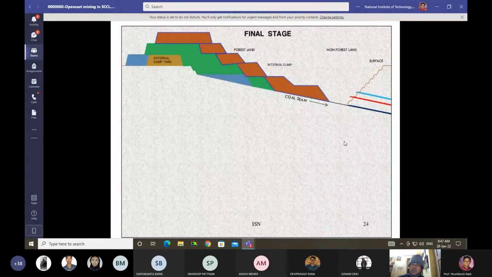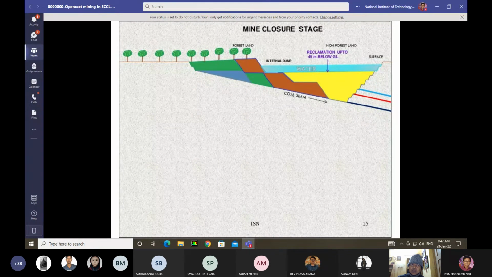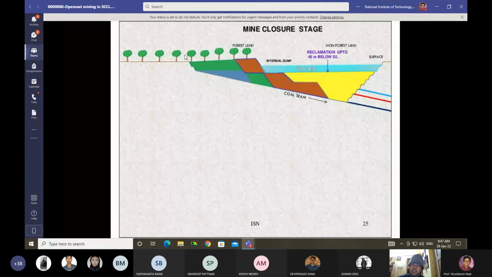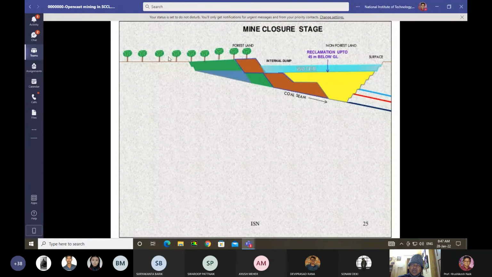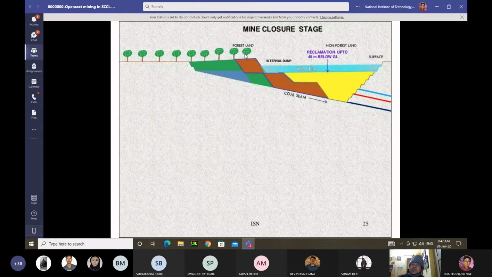Then the mine closure stage: after the mining is carried out, you have to close the mine. So again, you have planted trees here, forest land. This was forest land. Initially you cut 6 trees, but you have to plant more trees. So here, 1, 2, 3, 4, 5, 6, 7, 8, 9 trees you have planted, which is called your afforestation.